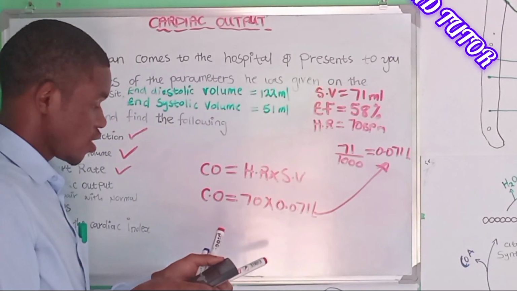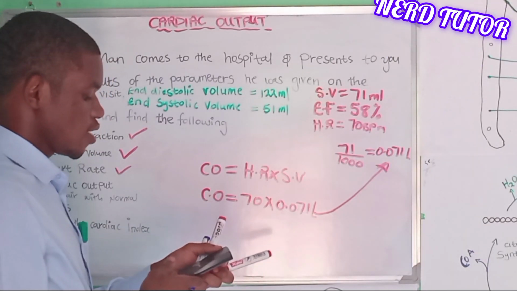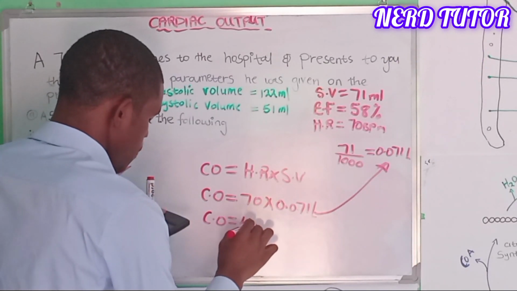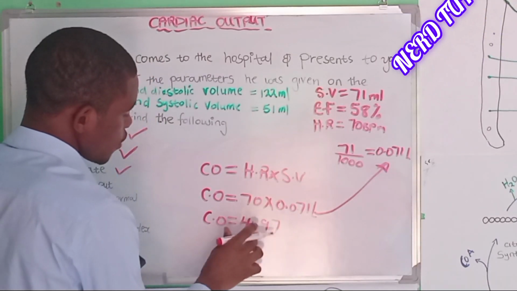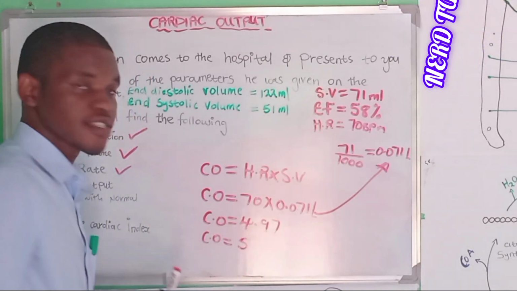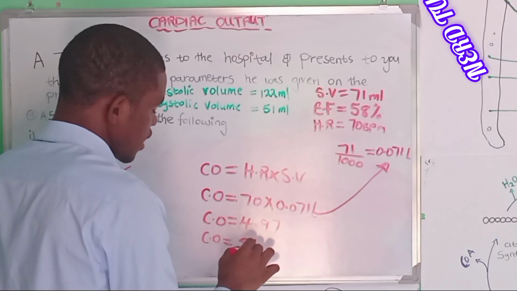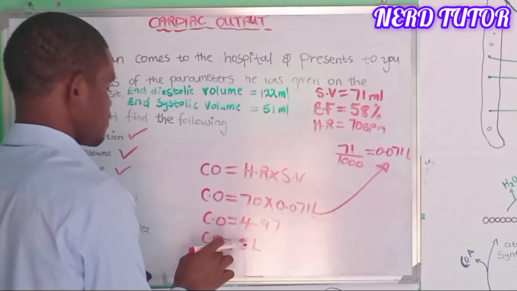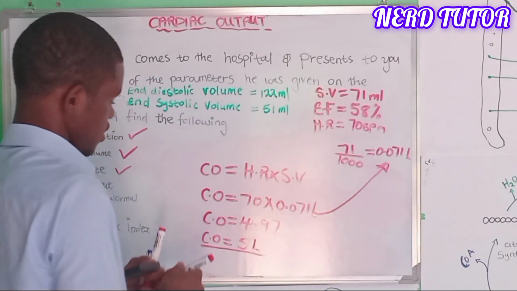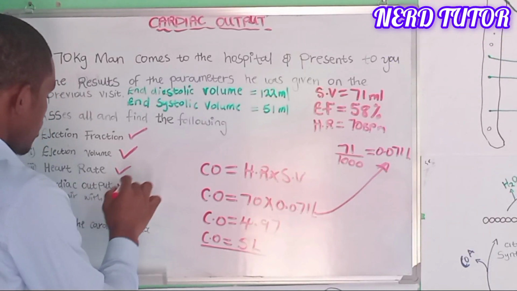So if we punch 70 times 0.071, I'm getting 4.97. So the cardiac output will now be equal to 4.97. Of course, if we round this off, we are going to have just 5. So this is our cardiac output in liters. This is 5 liters, of course per minute. This is 5 liters per minute. That is our cardiac output. Very simple. So we have solved for cardiac output.